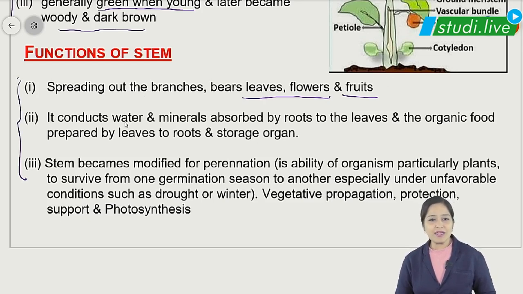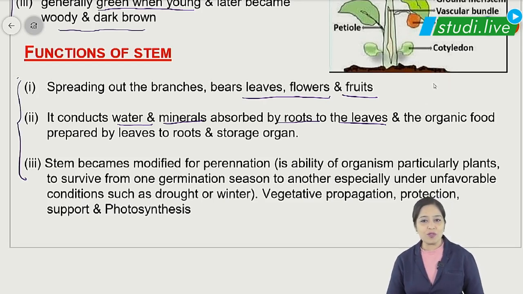So this stem is going to conduct water and minerals which are absorbed by the roots, to the leaves. So from the roots to the leaves. Who supplies water and minerals? It is the stem. The stem is a helping partner in between that supplies water and minerals, from the roots to the leaves.